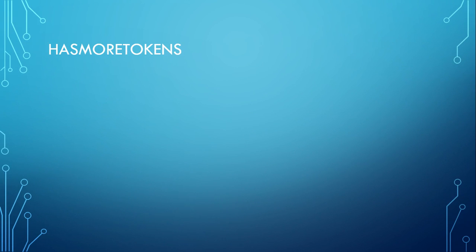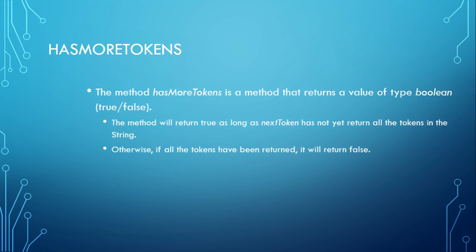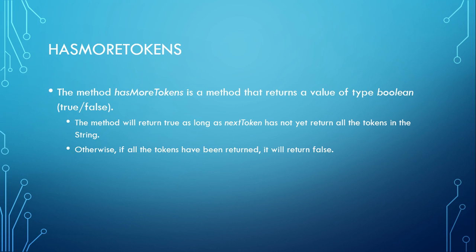Alright, the next method is hasMoreTokens. Because, as we previously talked about on the last page, there's going to be an error message if you don't have any more tokens. Well, hasMoreTokens is a good way to check to see if those tokens are there. The method hasMoreTokens just returns a value of type boolean, true or false. The method will return true as long as nextToken has not returned all the tokens in the string. So if there are still words to be had in that string, it's going to be true. Otherwise, if all those tokens have been returned, it's false.